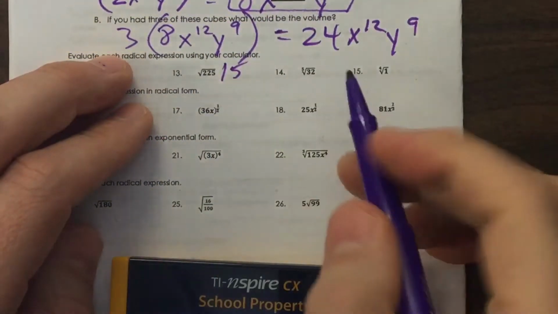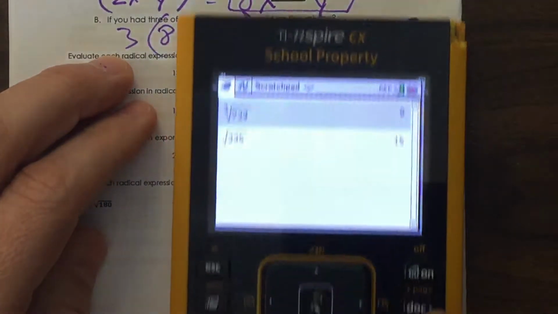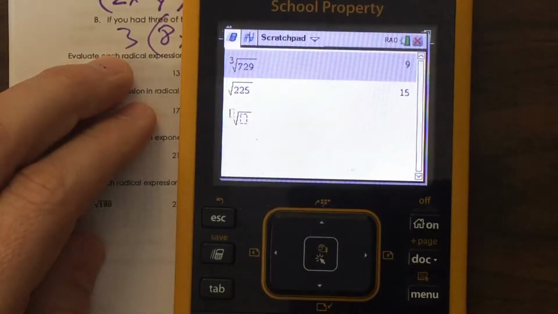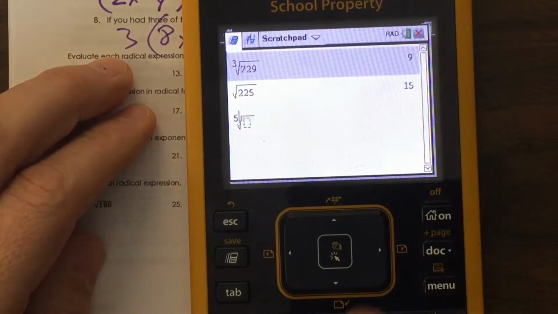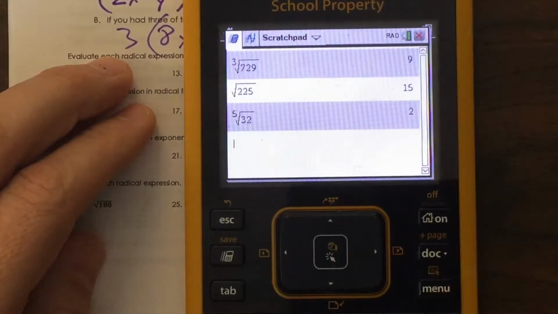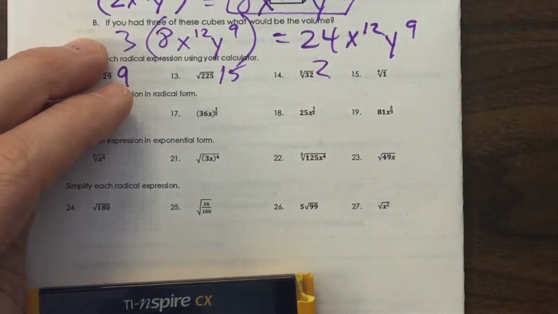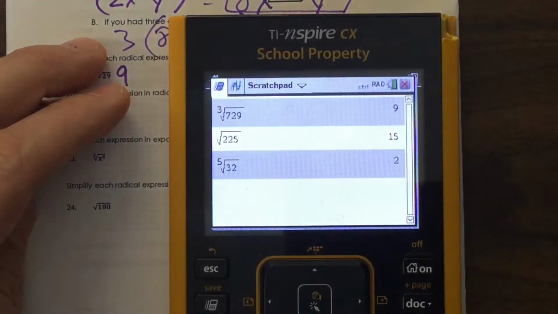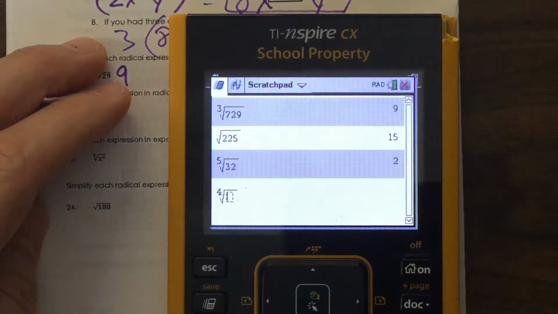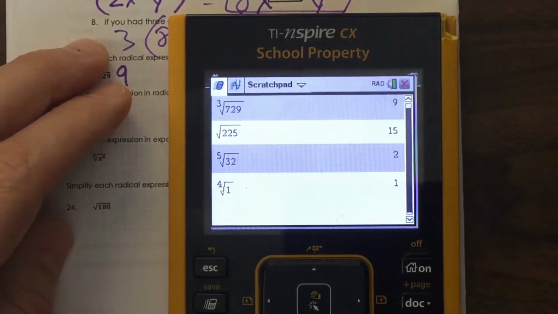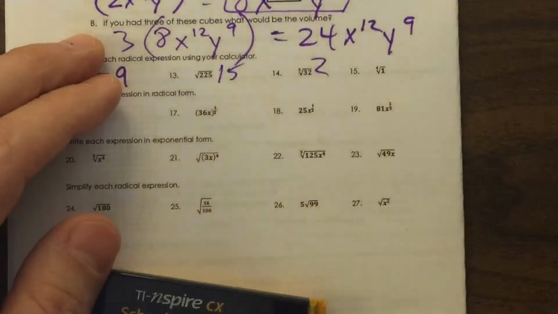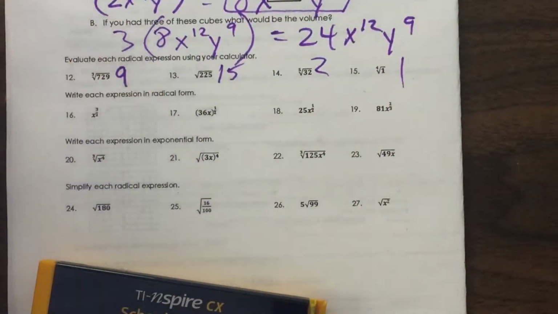Number 14, you have the fifth root of 32. So we go back to that other button we used. The fifth root of 32, you get 2. Number 15, the fourth root of 1. The fourth root of 1 is going to be 1. All right, that's that part.